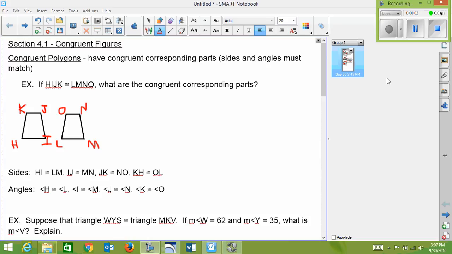Hello and welcome to video 4.1, which is on congruent figures. Congruent polygons have to have congruent corresponding parts, and that includes both sides and angles that have to match.